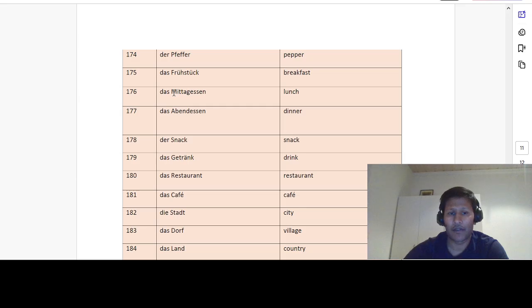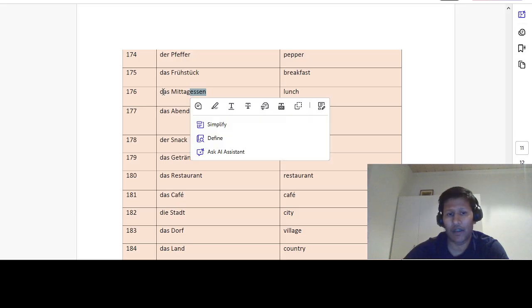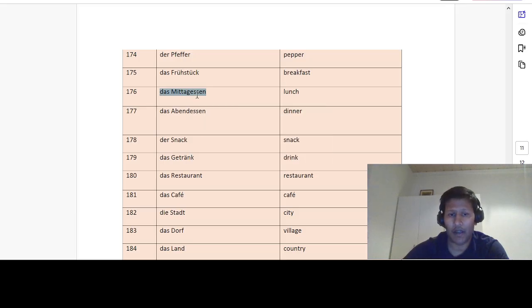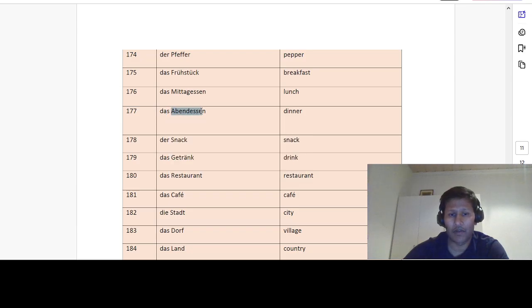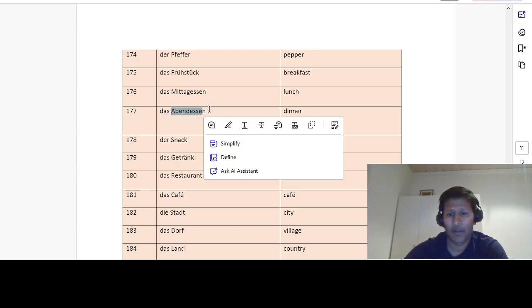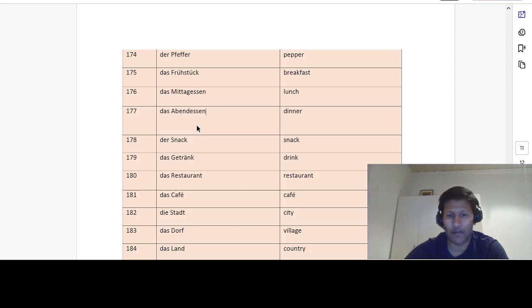And then das Mittagessen. See, this is a combination of Mittag and Essen. So always the gender will be decided by the last one. Essen, so das Essen. So this is das Mittagessen, that is lunch. And then again here also Essen, right? So the gender is das, because Essen is always das. So this is das Abendessen, that is dinner.